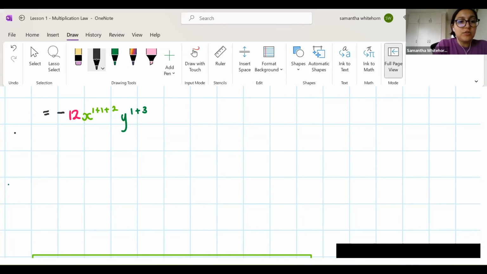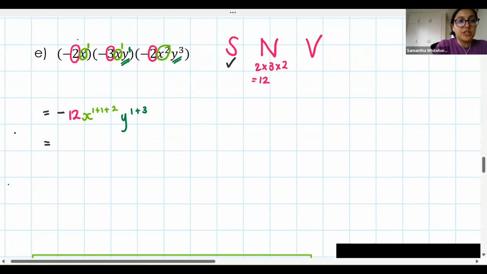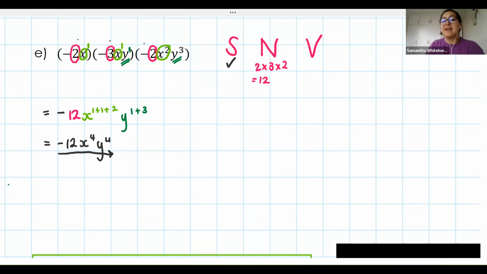So I need to just remember that these coefficients, the numbers I've circled in pink, need to be multiplied together. And so we end up with -12 x to the power 4, because 1 plus 1 is 2 plus 2 is 4, y to the power 1 plus 3, which is 4. So our final answer here, -12 x to the power 4, y to the power 4.